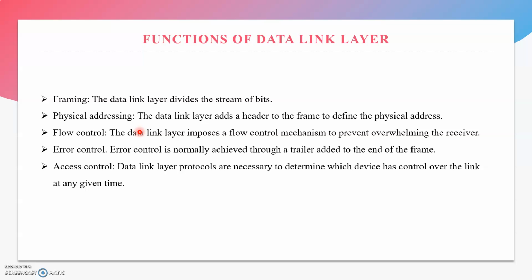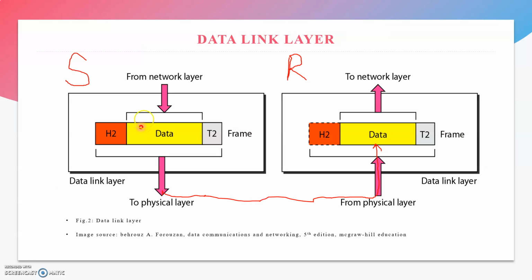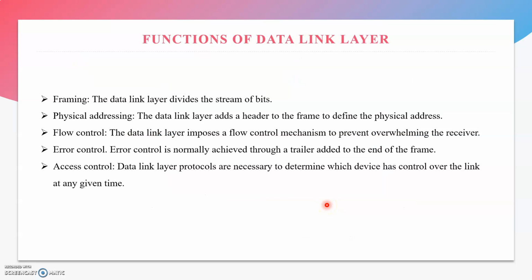The stream of frames, a stream of bits, is transmitted from sender to receiver. If this data is transmitted in a continuous manner, and the rate at which the data is absorbed by the receiver is less than the data rate produced by the sender, what will happen? The data link layer imposes a flow control mechanism. Why does it do so? So that it can prevent overwhelming the receiver.